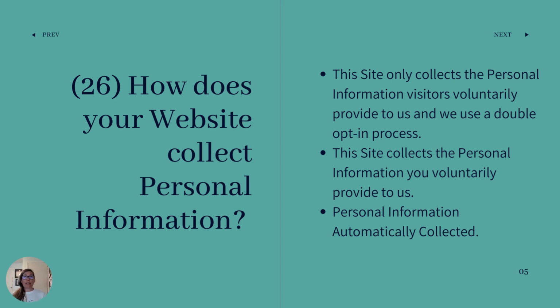The third option is where personal information is automatically collected, and that could be through Google Analytics or some type of adware or cookie, or insert 5 million different things that can automatically collect personal information. And so this is where you really need to understand what your website is operating from, like what programs it's using and how it's collecting information.